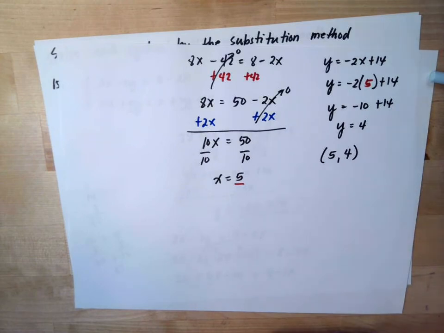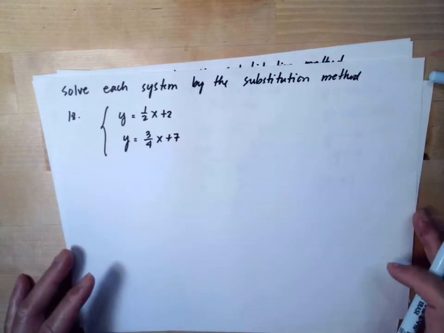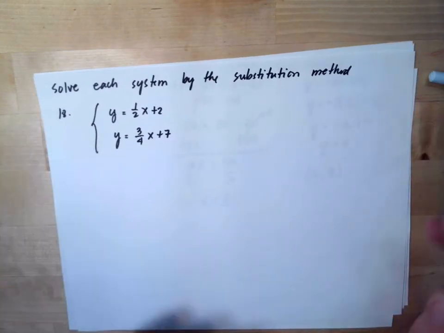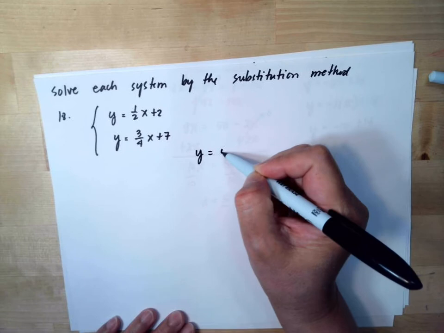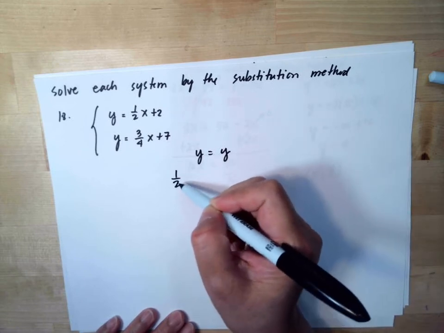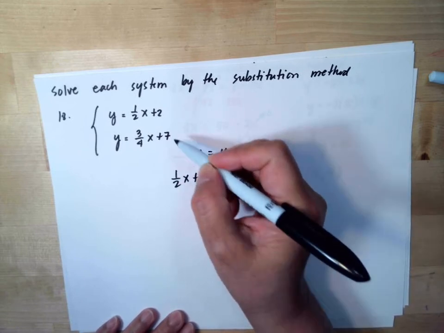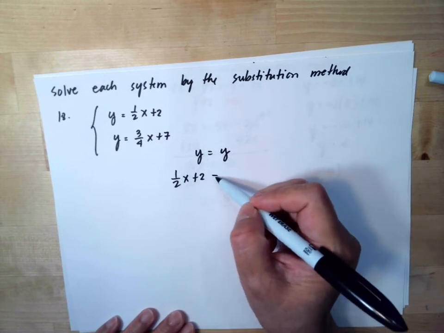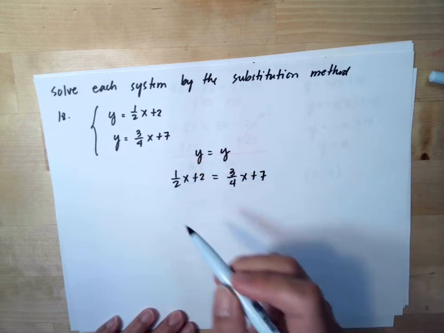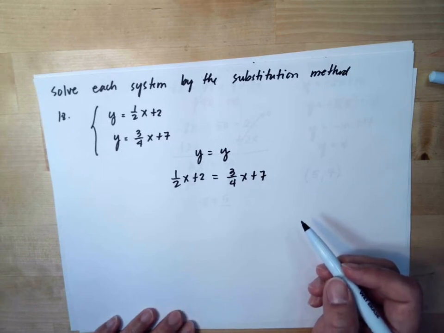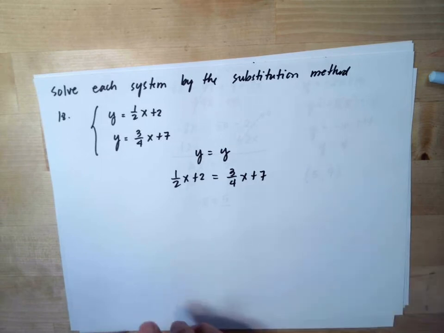Now here, I know you hate fractions, but there's a way to solve it, but we will do that later. So we have y is equal to y, right? So then you have 1/2 x plus 2 is equal to 3/4 x plus 7, the second equation. Then you don't like fractions, so we can get rid of the fraction.